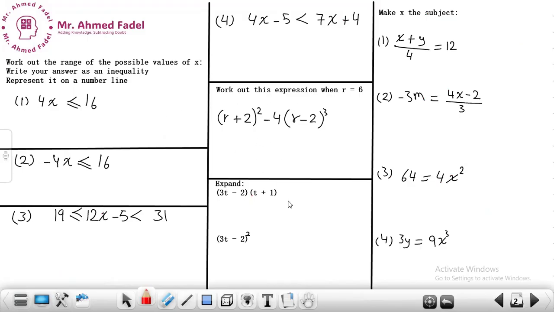Next, this page: pause the video and start answering all the questions on your own. Once you're done, get back to the video and check your answers.